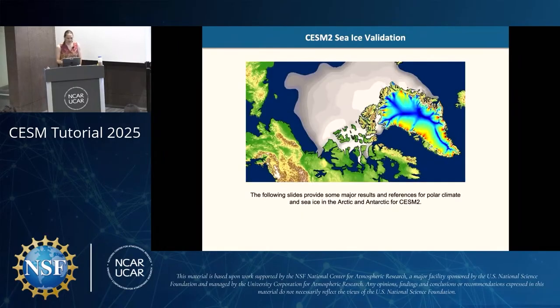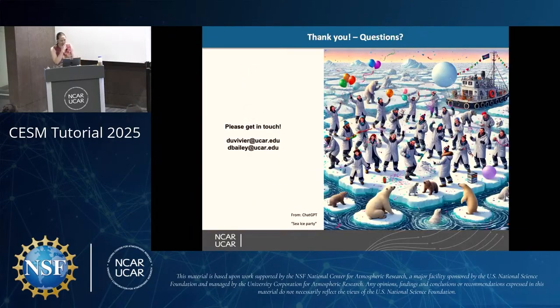So I think that's it. In the slides that are going to be posted, I put a number of slides about CESM2 sea ice validation that have some of the major results and references for the different polar climate and sea ice in the Arctic and the Antarctic. So if you're excited about that, you can look into those. But I think I am done talking about this, and I'm happy to take questions.